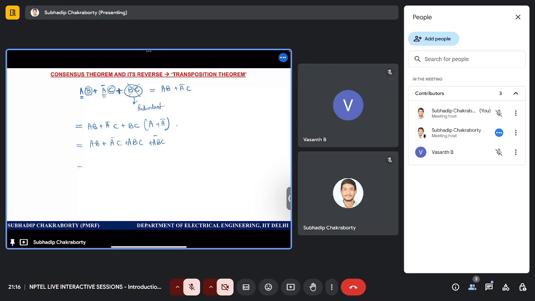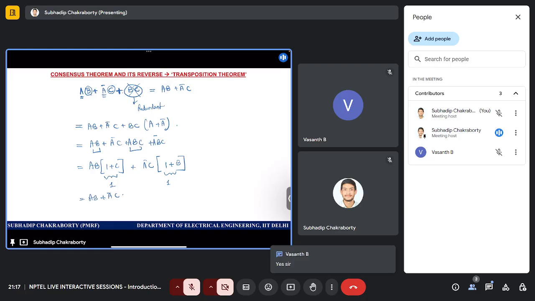Now if you take AB common, you have 1 plus C, and if you take A bar C common, you have 1 plus B. And I told you 1 plus B or 1 plus C is nothing but 1. So you have AB plus A bar C. Understood the proof? So this is how you get BC as redundant, right?